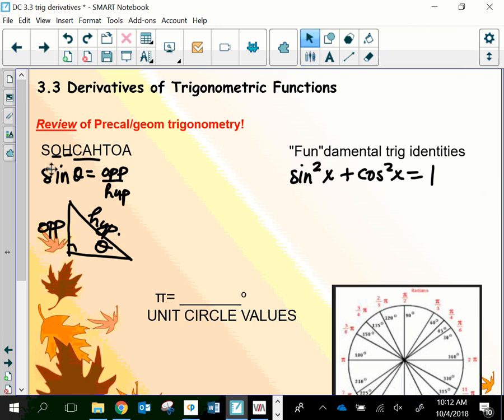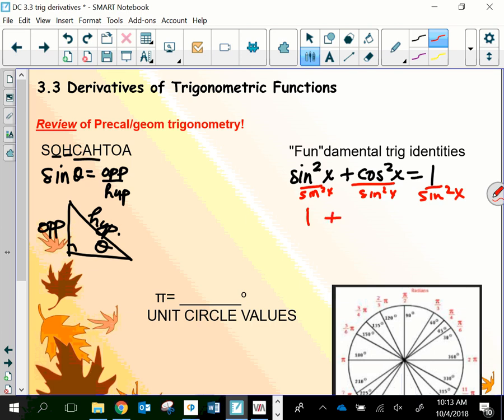If we divide by sine squared, what is the new function that we get? 1 plus cosine over sine is cotangent squared, equals what's 1 over sine? Cosecant squared. So that's one function. Okay. That might come up.